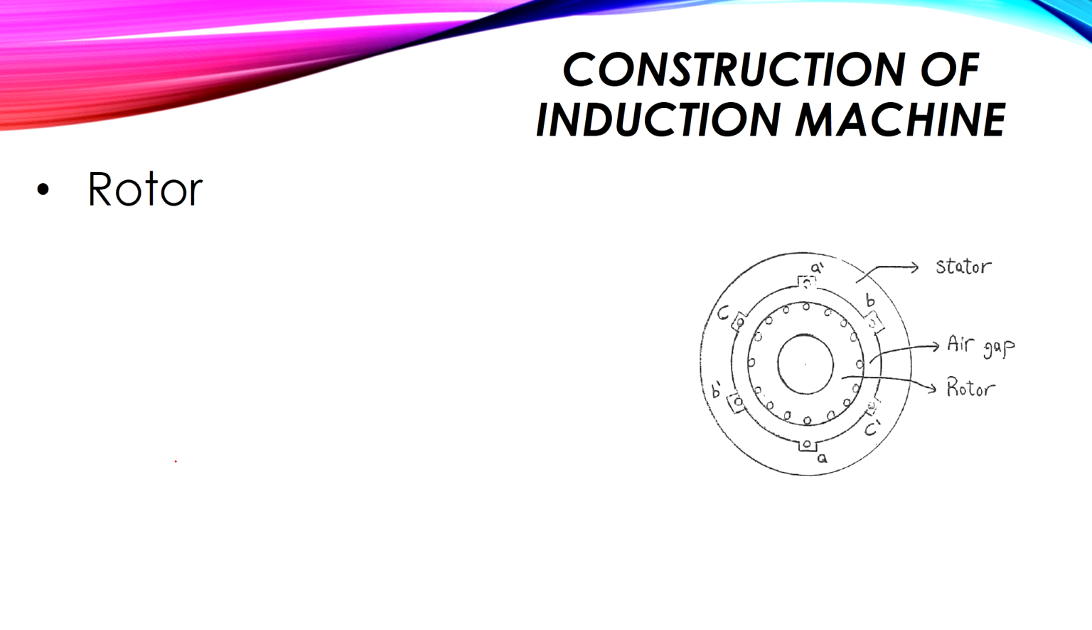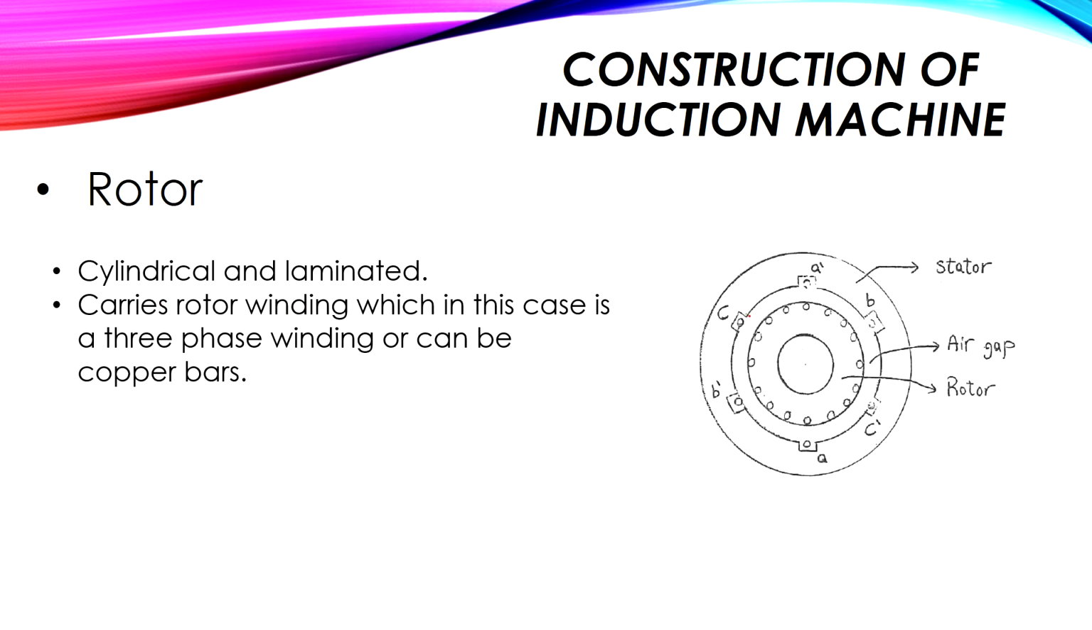Now the third component is the rotor. The rotor here consists of, number 1, it is cylindrical and laminated. Okay, cylindrical, same as the stator. Laminated too, in order to reduce the eddy losses. It carries the rotor winding. So this rotor carries a 3-phase winding, or it can be copper bars. This depends on the type of rotor, as we will discuss now. So the rotor itself can contain a 3-phase winding or copper bars.